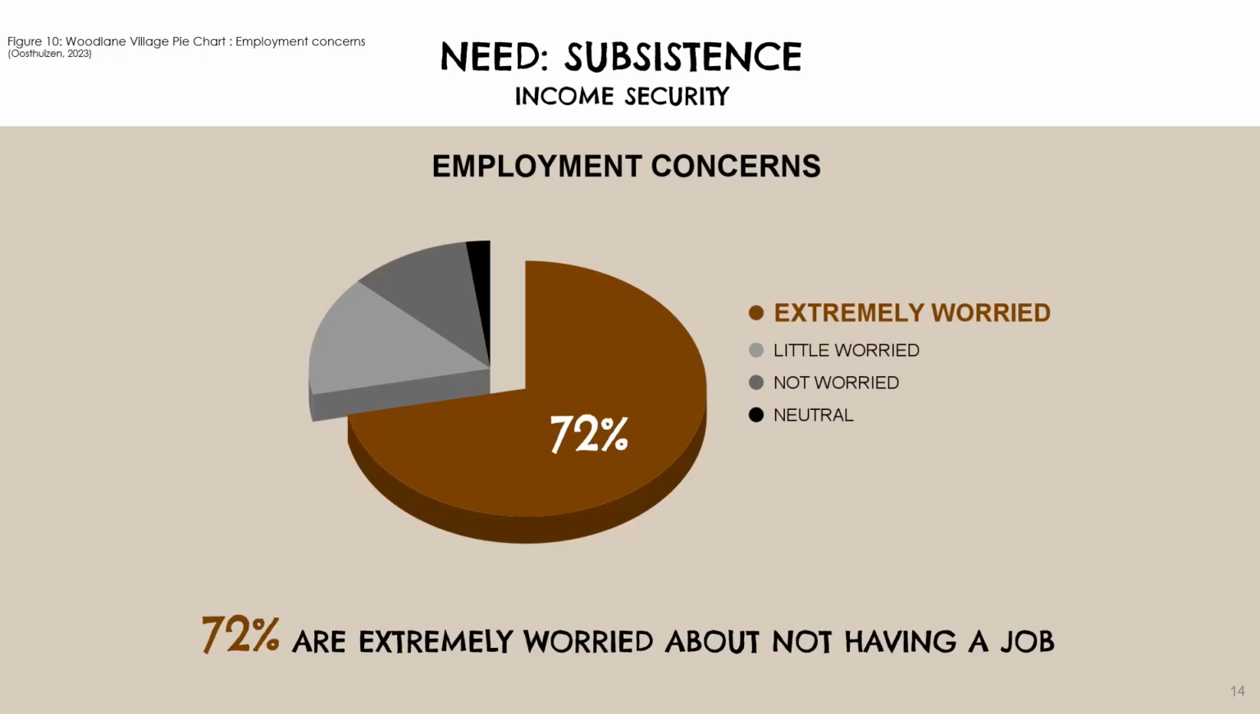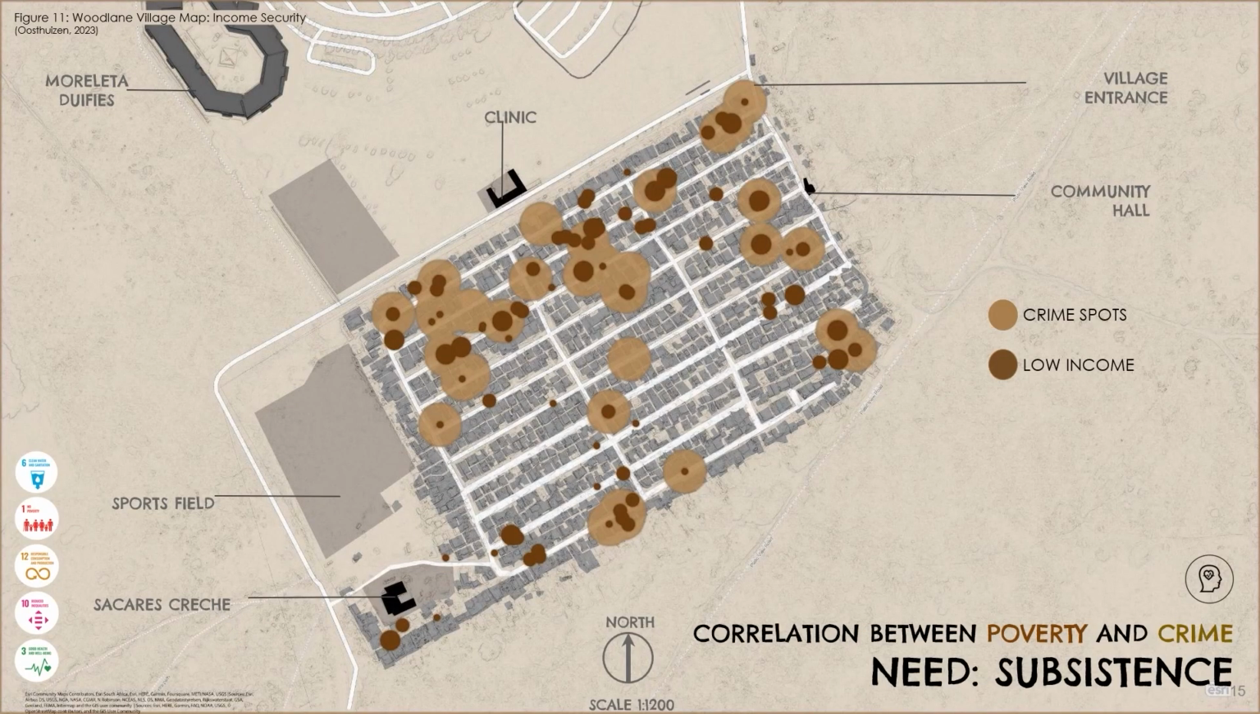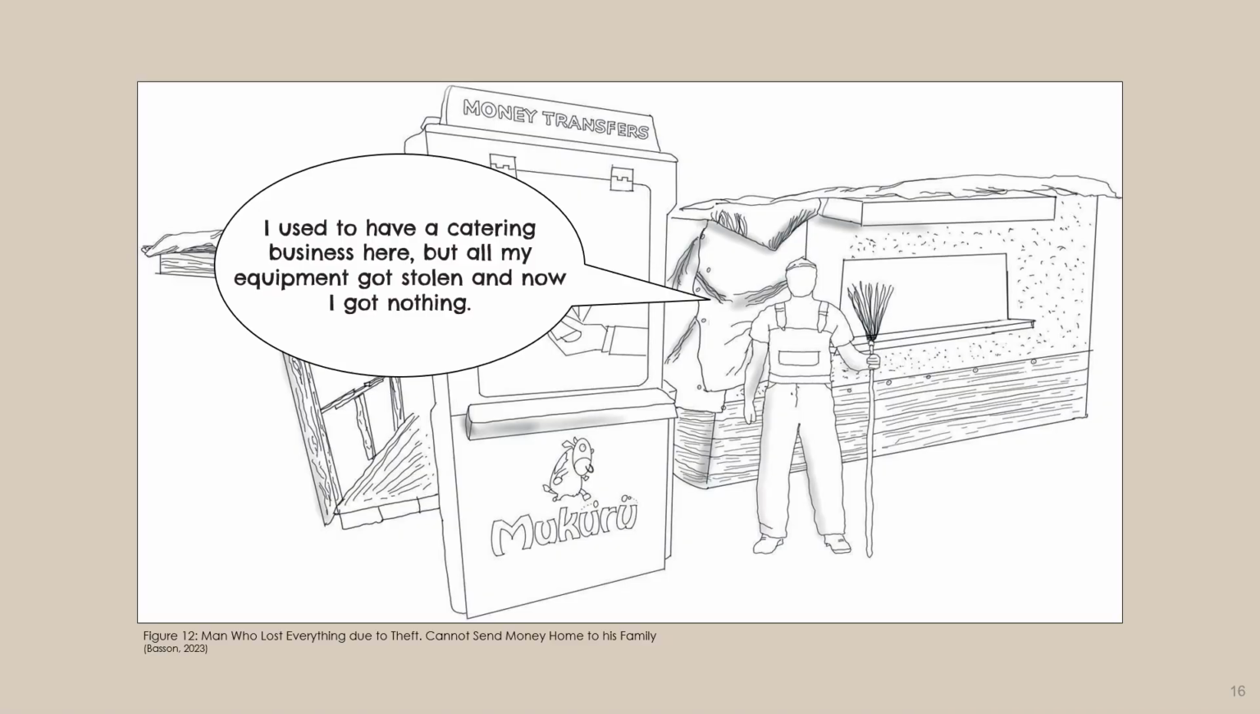The questionnaire asked on a scale how worried people are about having a job. The majority of the participants said that they were extremely worried about having a job. We then compared the income level with high crime areas in Woodlane Village. We found that crime was more prevalent in low income areas. We assumed that people become so impoverished that they turn to theft for basic expenses. We heard a story that a community member used to have a catering business, but all his equipment got stolen and now he has nothing.